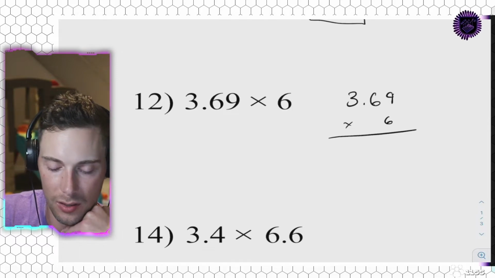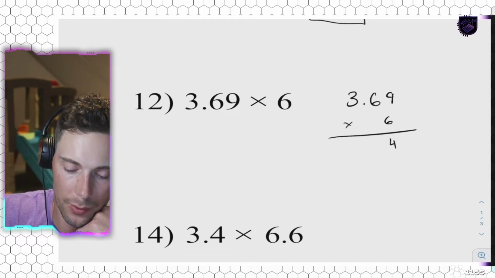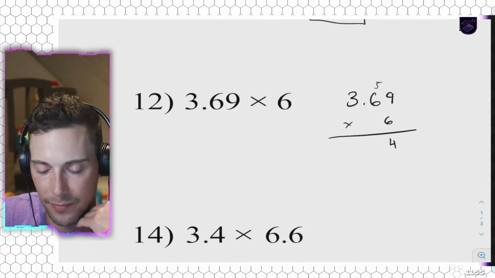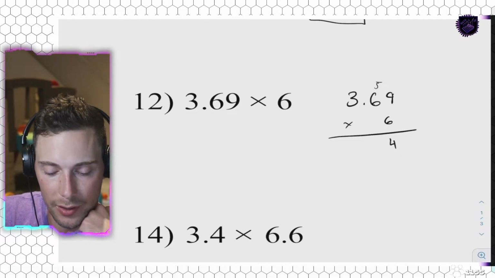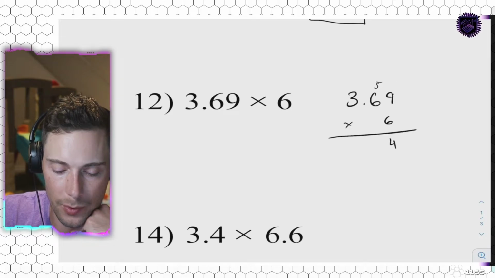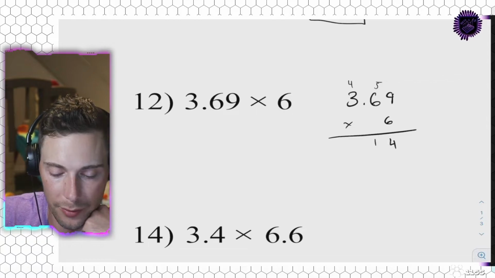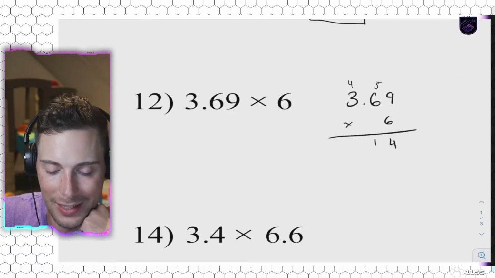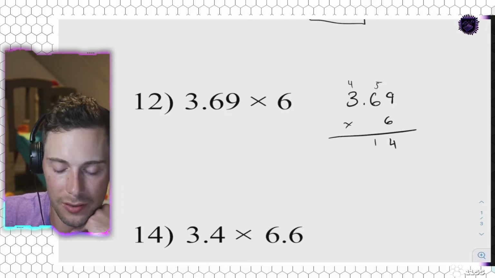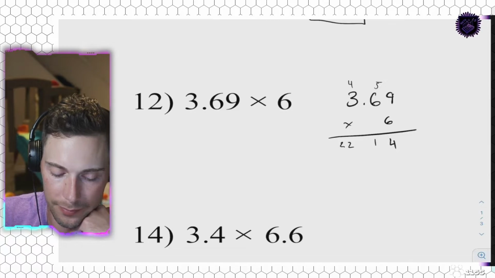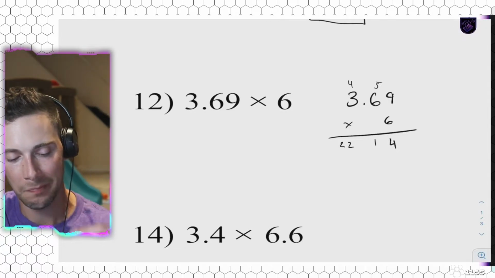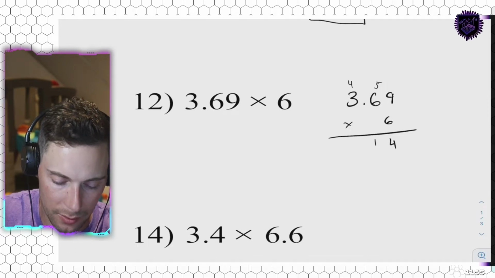54. We're going to write down our 4, carry our 5. 6 times 6 is 36. 36 plus 5 more. It's going to be 41. Carry the 4, put the 1. 6 times 3 is 18 plus 4 is going to be 22. Just going to write that a little nicer. 22.